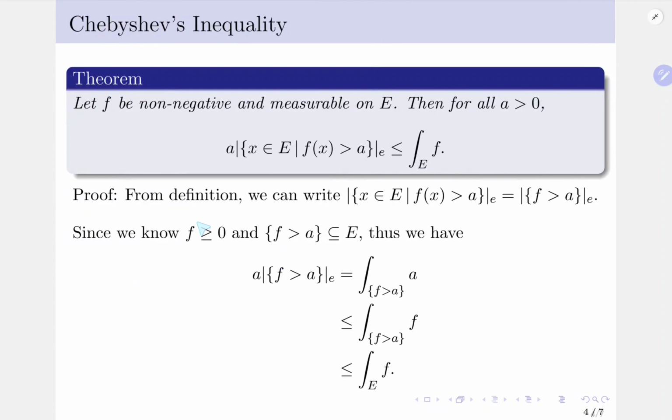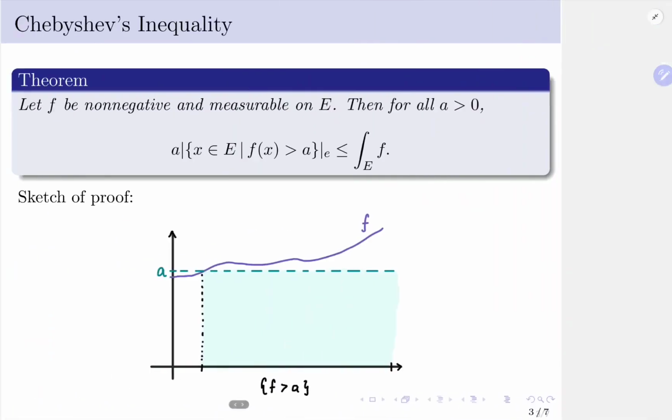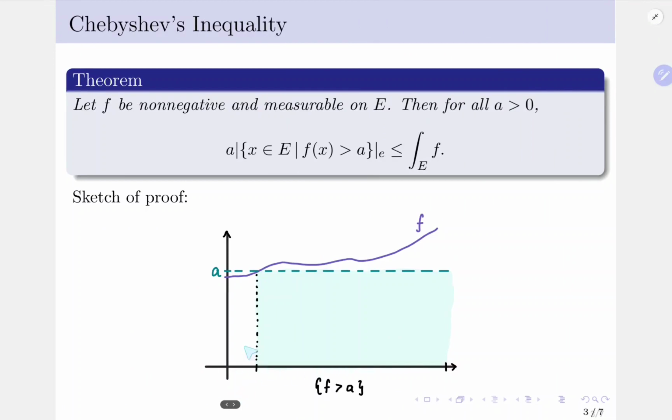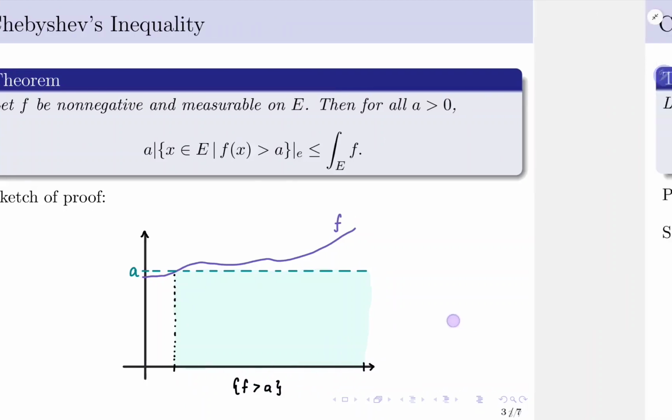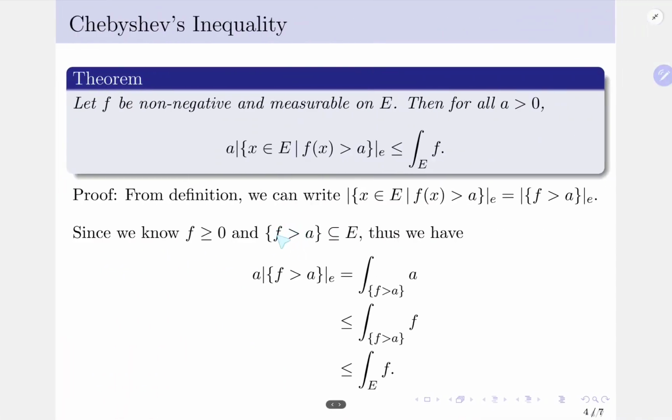Since we know that the function f is non-negative, so it is larger than or equal to 0, and also the set where f is larger than a is inside E. We can see this from the previous graph: if we let E be, say, the interval from 0 to 1, then the set where f is larger than a will be inside this interval too.